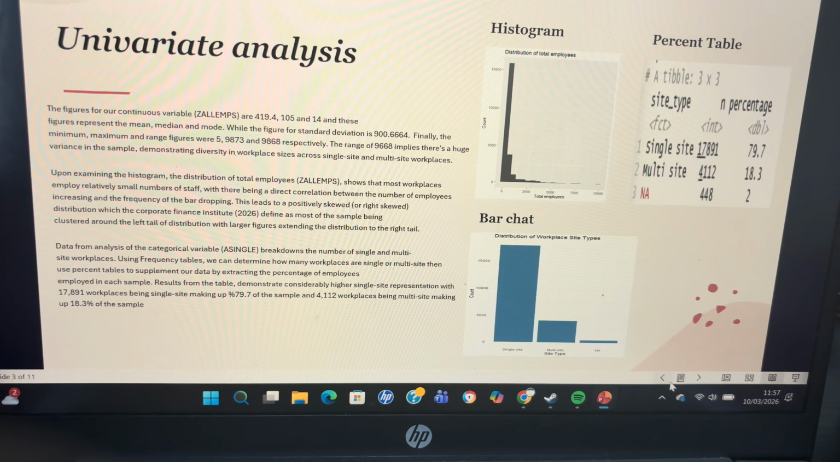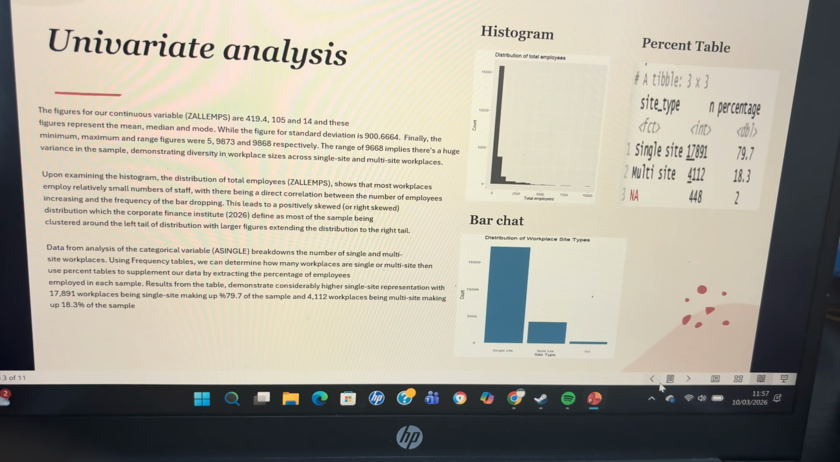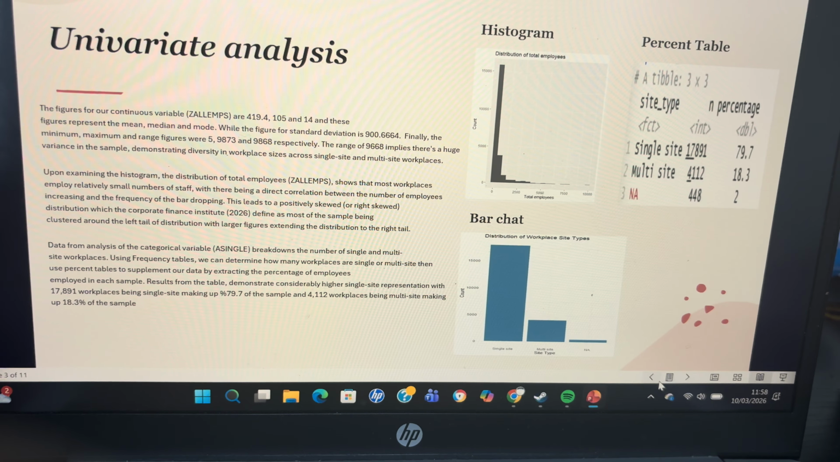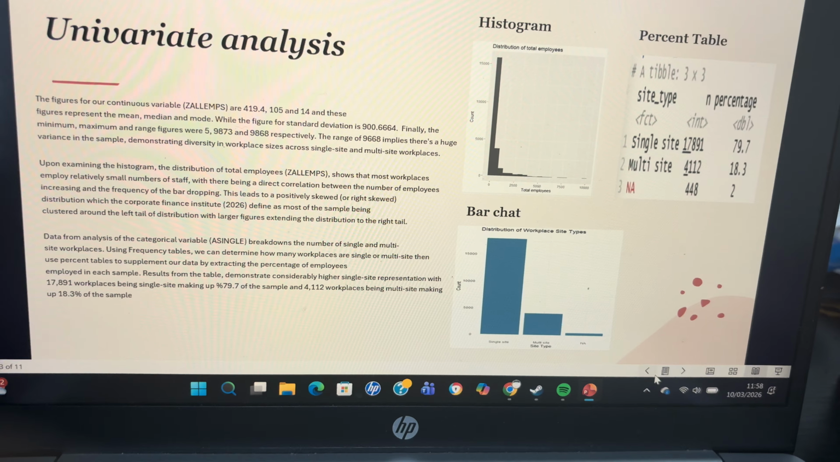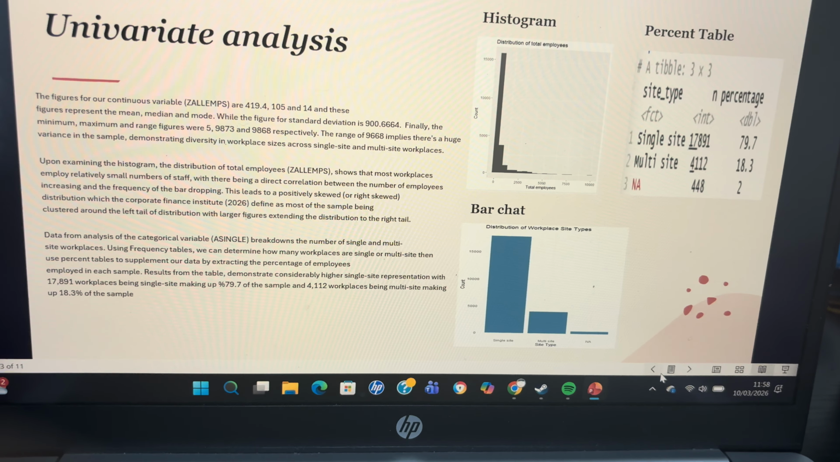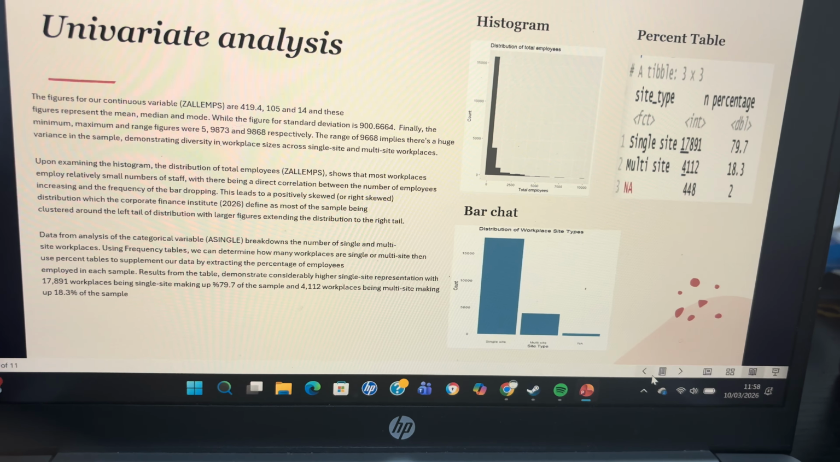Results from our table demonstrate considerably higher single-site representation, with 17,891 workplaces being single-site, making up 79.7% of our sample, and 4,112 workplaces being multi-site, making up 18.3% of our sample.